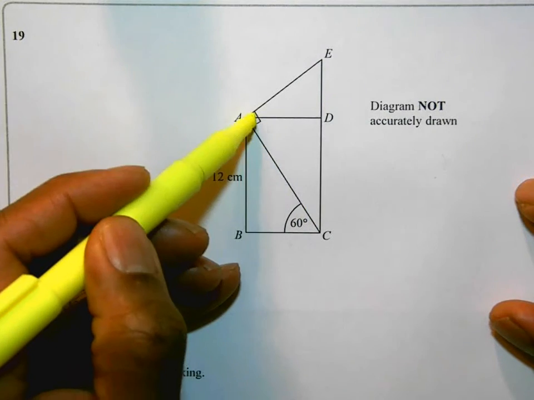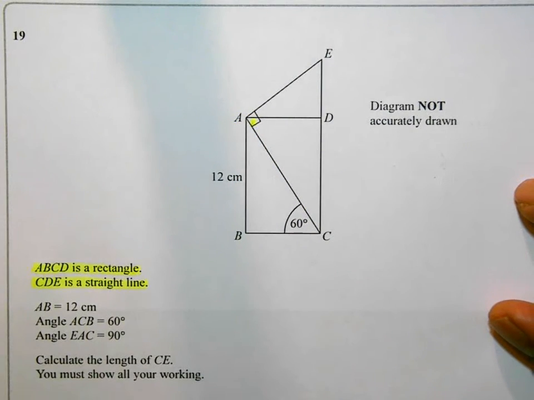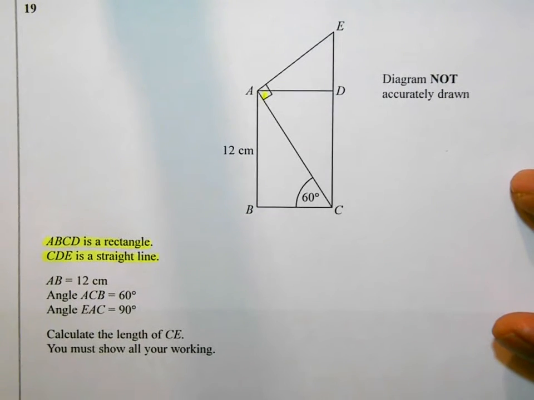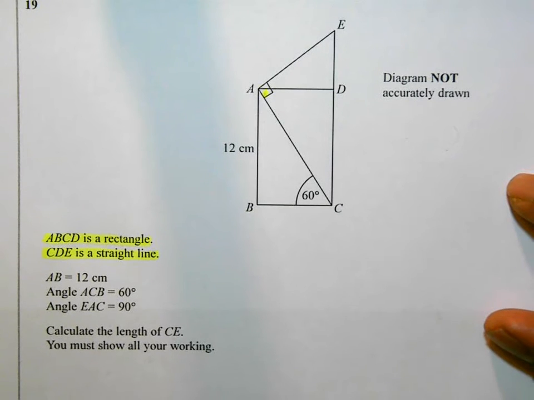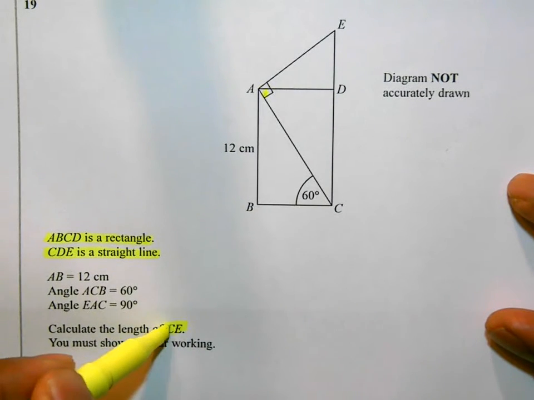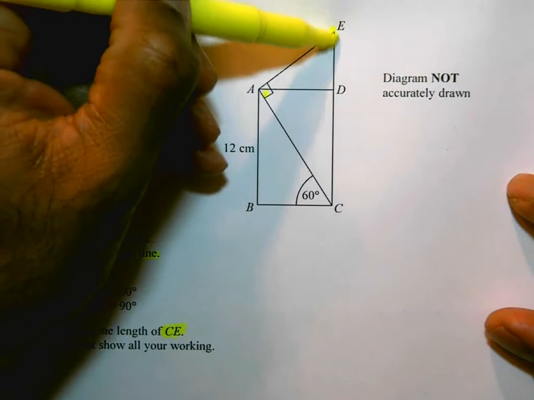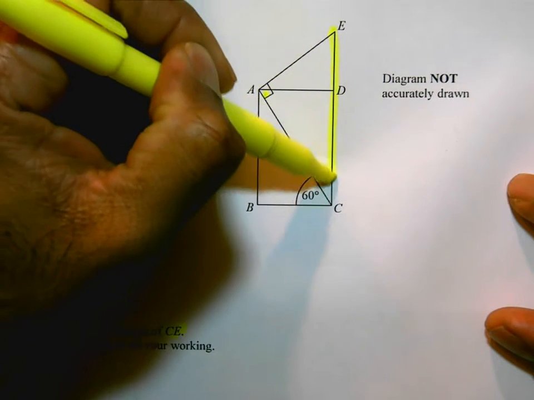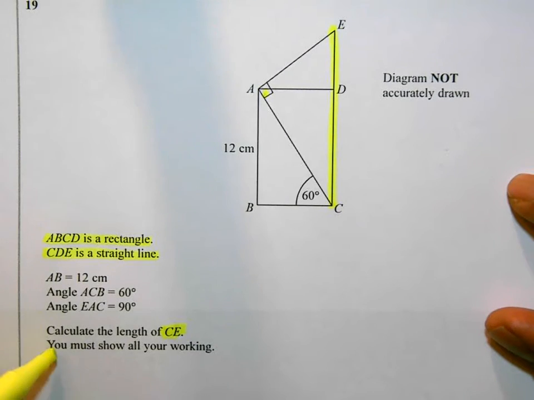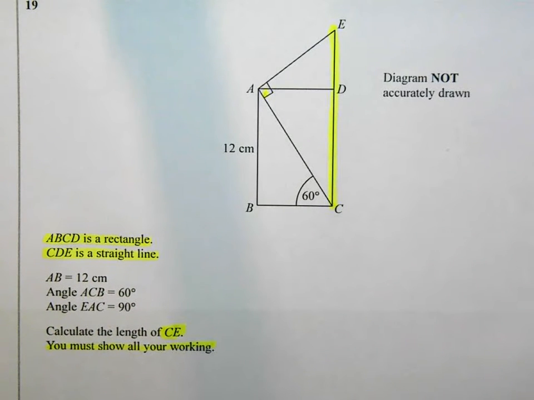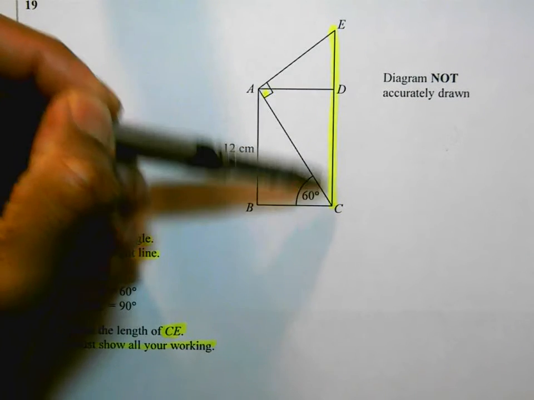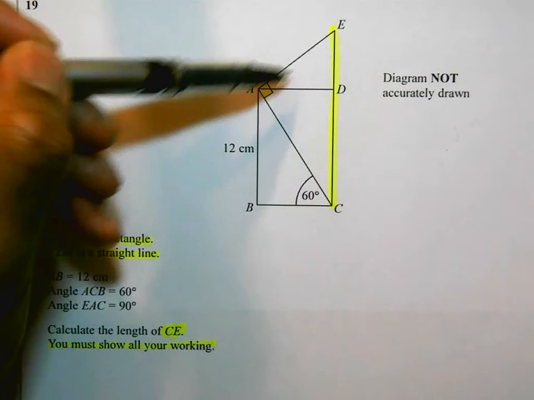Looking at this question and thinking about what maths I need to do, they've asked us to work out the length of CE. CE is this distance or this side altogether, and you must show all your work. They want us to show all the work to support this answer. To begin with, I can see that CE is a side on this right angle triangle, AEC. So I'm just going to draw a sketch of it on this side.